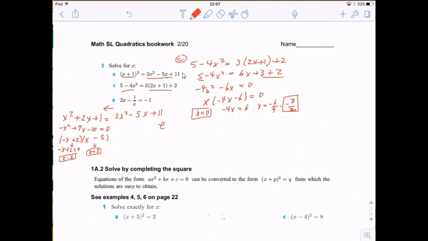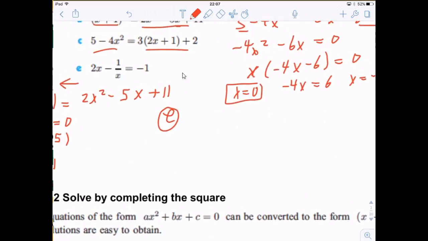What about E? So E, now that doesn't look like a quadratic at all, does it? But it is. So we don't like to have x's in the denominator because we don't know what to do with those. So what you do is you multiply everything by x to get it out of the denominator. I'm going to multiply the left side by x. I'm going to multiply the right side by x. That's perfectly legal. It's still equal to each other, right? So I'm going to get 2x squared minus 1 because x divided by x is 1, and then I get equals negative x here. I'm going to put everything on the left side.